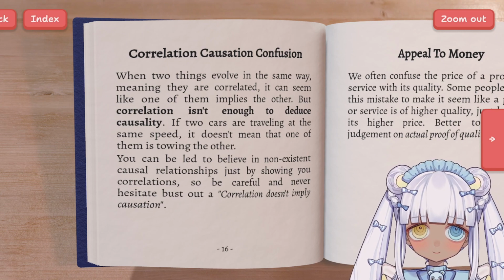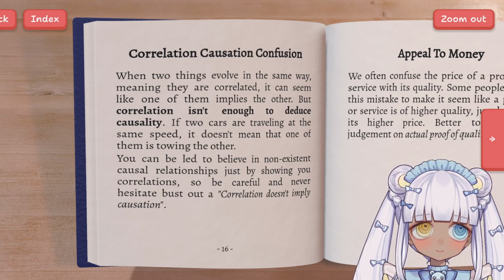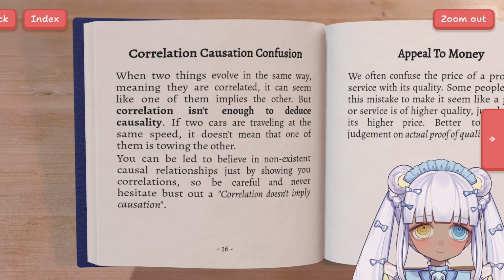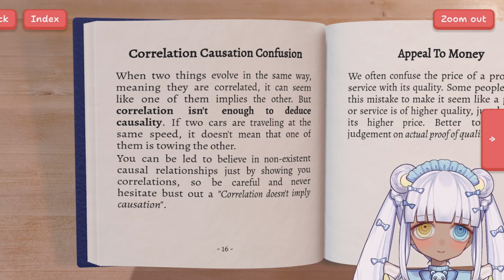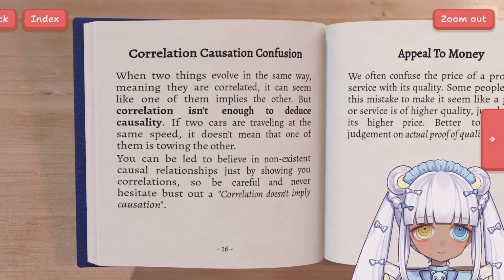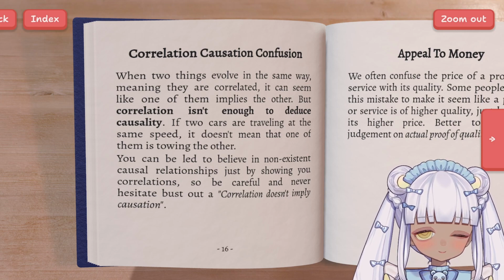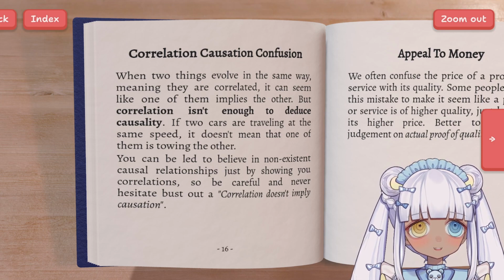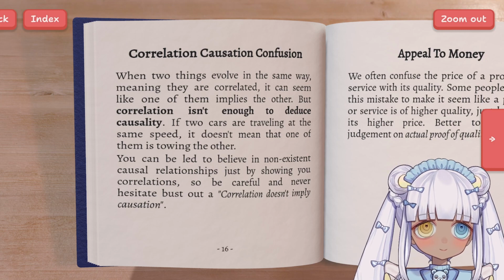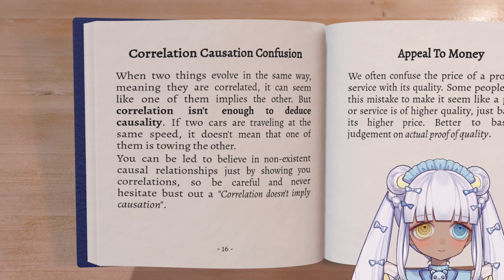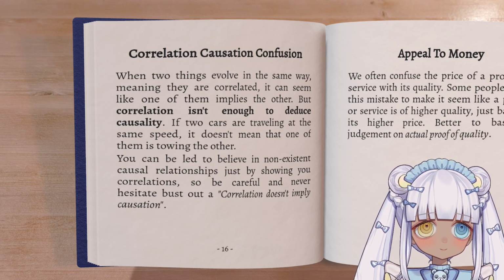Correlation, causation, confusion. When two things evolve in the same way, meaning they are correlated, it can seem like one of them implies the other. But correlation isn't enough to deduce causality. If two cars are traveling at the same speed, it doesn't mean that one of them is towing the other. Or you can be led to believe in non-existent causal relationships just by showing you correlations. So be careful and never hesitate to bust out a correlation doesn't imply causation.